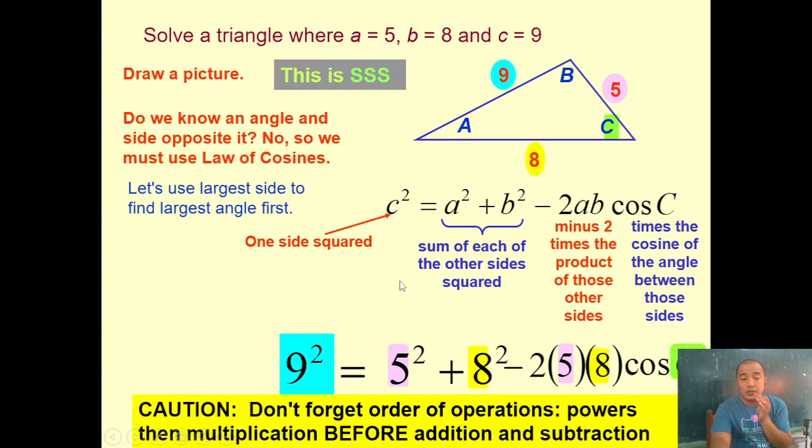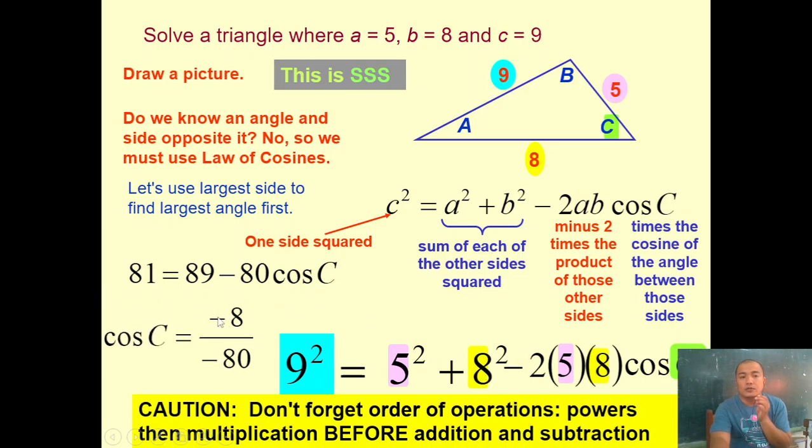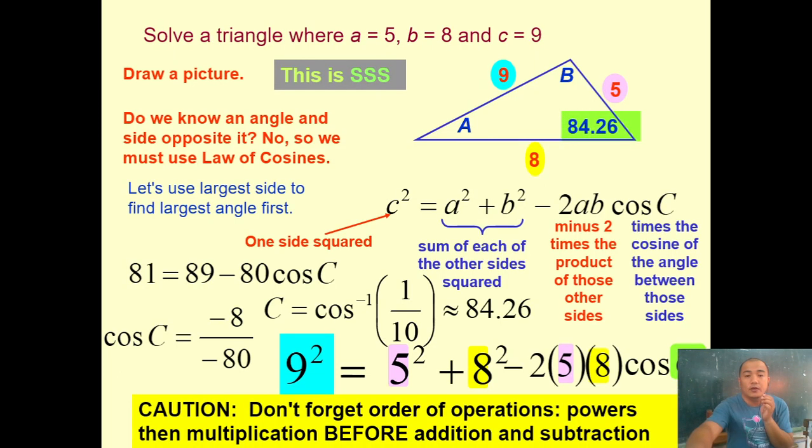Don't forget the order of operations: powers, then multiplication before addition and subtraction. So we have 81, that's 9 squared, equals 25 plus 64, 89, minus 80 cosine C. 81 minus 89 is negative 8. Divide both sides by negative 80, so cosine C is equal to negative 8 over negative 80. In your scientific calculator, just press shift cos, negative 8 divided by negative 80, equals. The answer is 84.26 degrees. I hope you get the same answer.